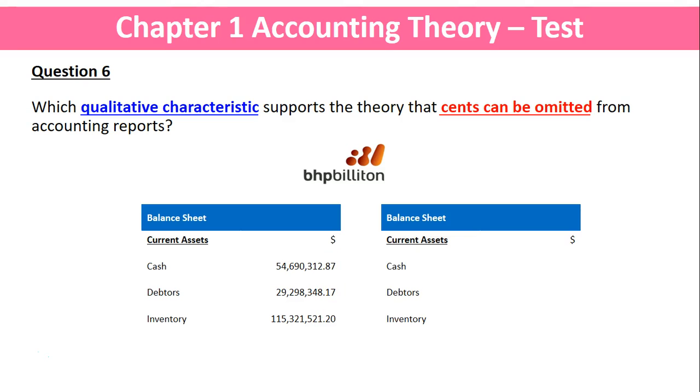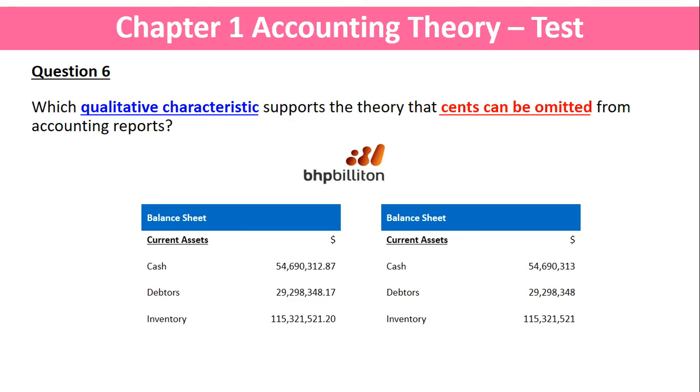Why? Because it might just make more sense to publish that in dollars, in which case cash might be rounded up to $313, debtors is rounded down to $348, and inventory is rounded down to $521. The point being those numbers are basically the same given their size. It really doesn't matter whether the cents are included or not.